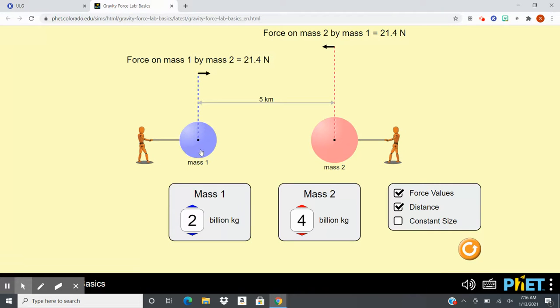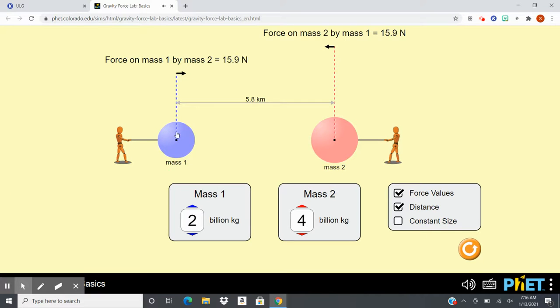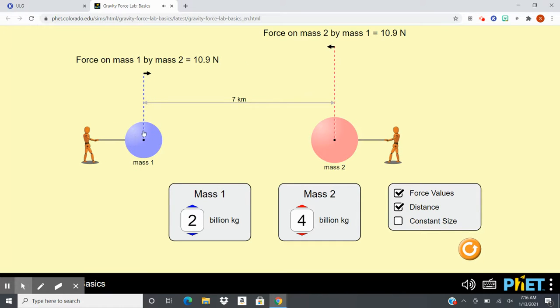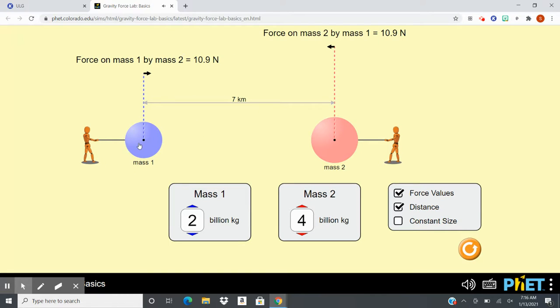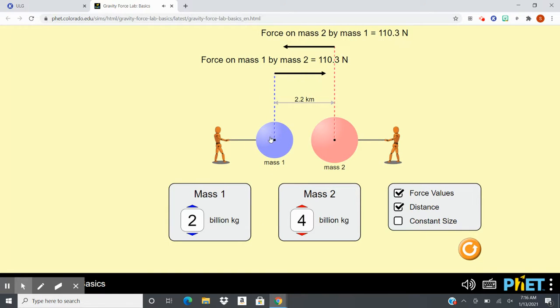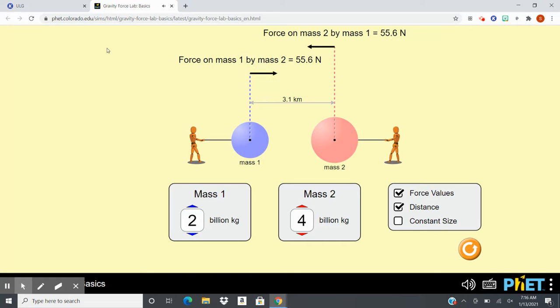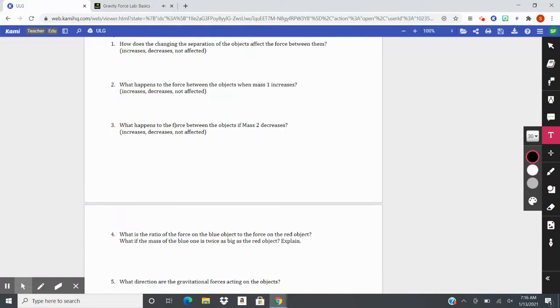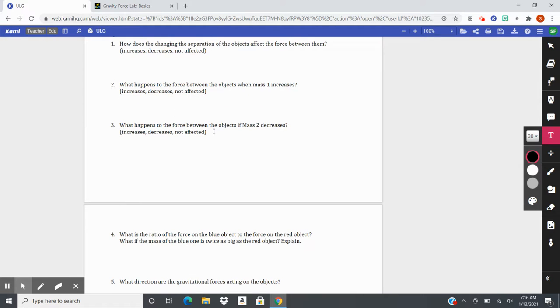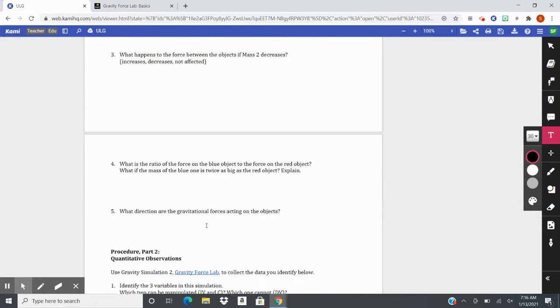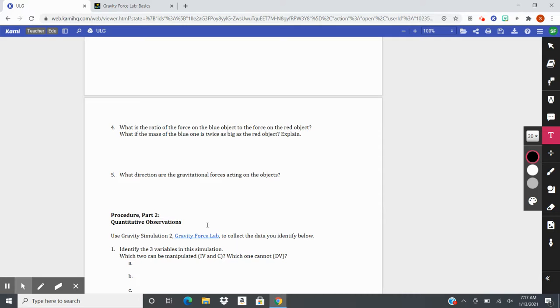Well, what happens to the force as I move them further away? We notice that the force is decreasing. What happens when you move them closer? The force increases. That's what you want to do for 1 through 5. Play around with the lab and answer these questions. Once done with part 1, I would like you to open up your gravity simulation 2 for procedure 2.